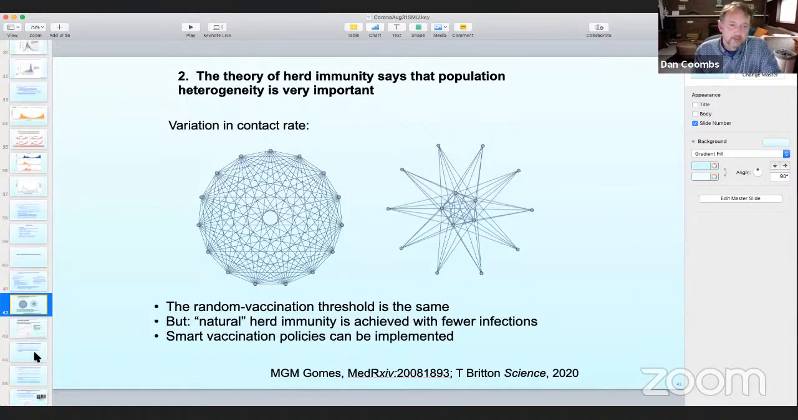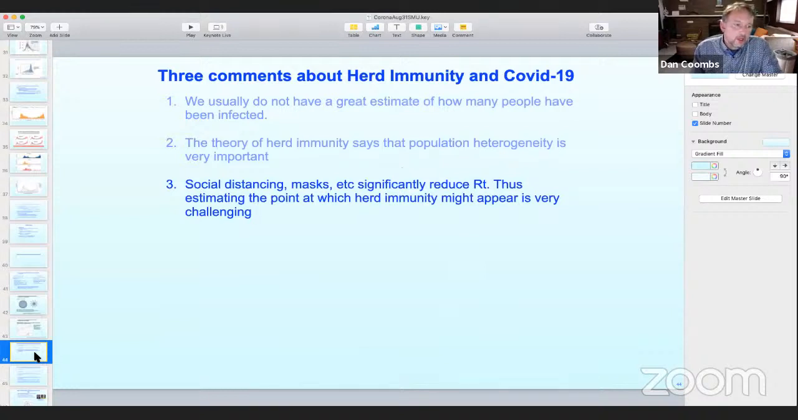I will skip a slide, but to make my third point, which is that it's also going to be difficult to infer what's going on, because people, irrespective of what the government is telling them to do, are doing social distancing, wearing masks, and this is changing the contact structure, and in a heterogeneous way.